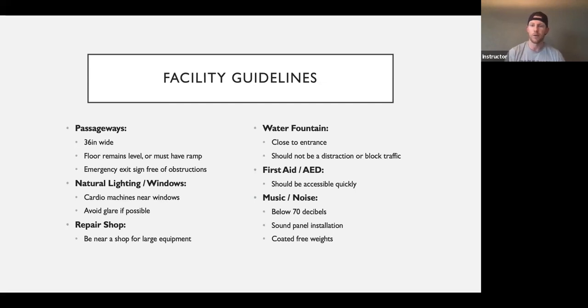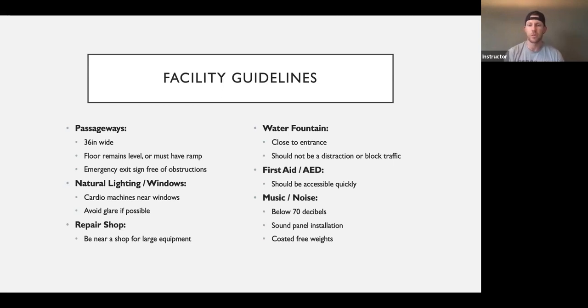What we had at 24-Hour Fitness was a full-time staffer that would work on repairing them. But if you don't have that available, then be near somebody who can do it, whether that's the company specifically or people close by. Water fountains, have them close to the entrance. They shouldn't be a distraction.